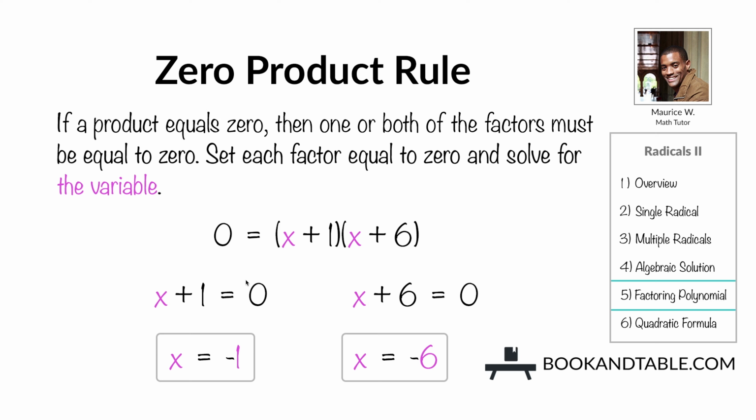So you solve both for x, and then we're going to check both values. So x plus 1 is equal to 0 will give you x is equal to negative 1 as one value of x. And x plus 6 is equal to 0 would leave you with x is equal to negative 6 as the second potential value for x. So that is how you would go about solving the polynomial by factoring it.